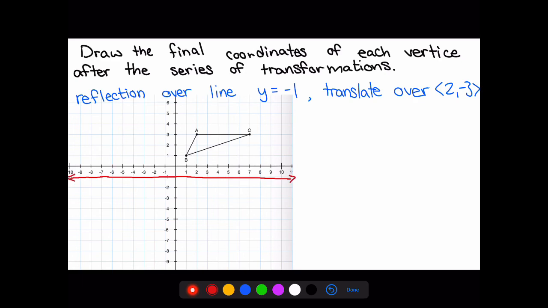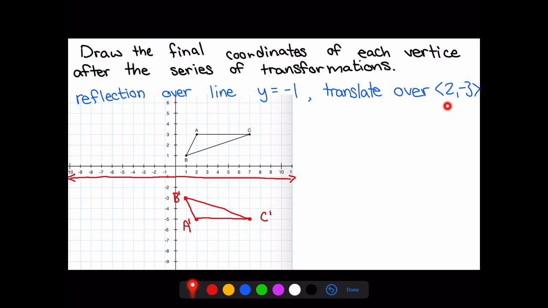So if we're going to reflect over this line, y equals negative 1, I can just count. I see that B is 2 points away from our line of reflection, so B prime must be 2 points away from our line of reflection. I see that A is 4 away, 1, 2, 3, 4, so A prime should also be 4 away. And lastly, I see that C is 4 away, so C prime is also 4 away. So I now have my middle image.